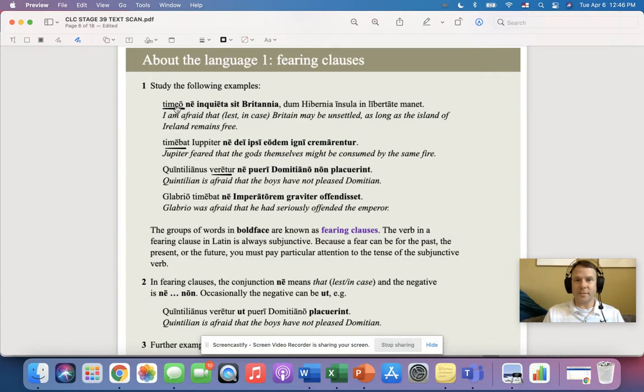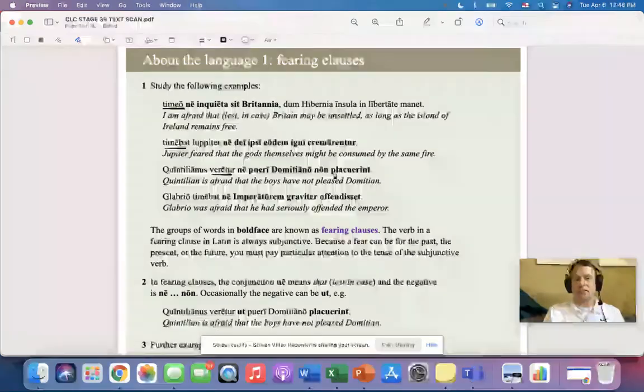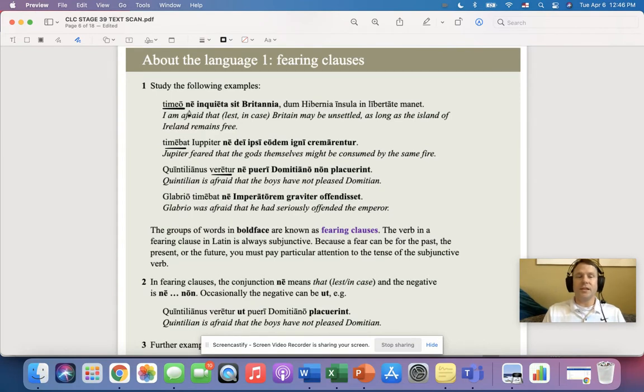So notice when I'm saying timeo ne, you're saying I am afraid that something is going to happen, right? I'm afraid that Britain is restless, or would be, or may be restless. Jupiter was afraid that the gods would be destroyed, would be consumed by the same fire. Quintilian is afraid that the boys did not please or have not pleased Domitian. So notice in other clauses, ut is the signal word, but this is opposite. This is ne.